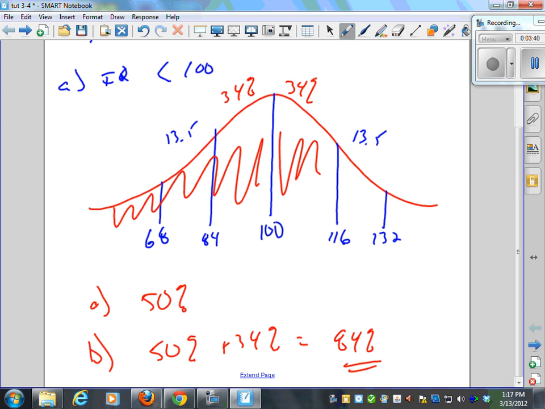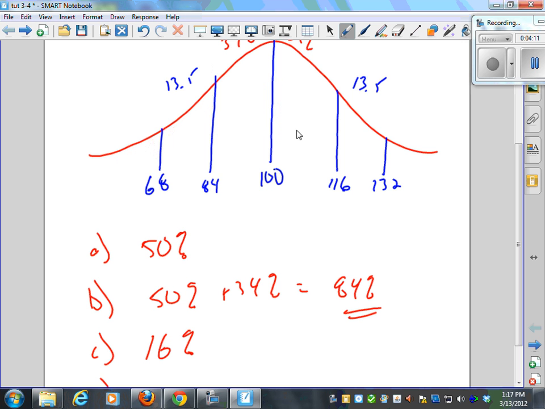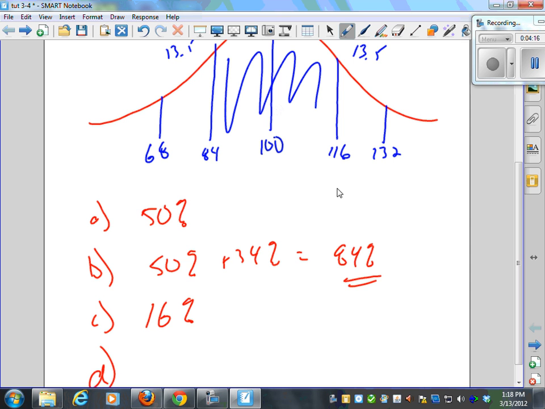Greater than 116? That would be the opposite of that, right? So what would be greater than 116? Well, that would just be the remainder. If 84% are below, then what percent is above? 16%, right? 84 plus 16 is 100. Does that make sense, Janelle? Not the other half. The other side. What about the last one? Between 84 and 116. This is actually pretty easy. Between 84 and 116 is going to be 34 and 34, so 68%, right? Okay, so that's what we did yesterday.